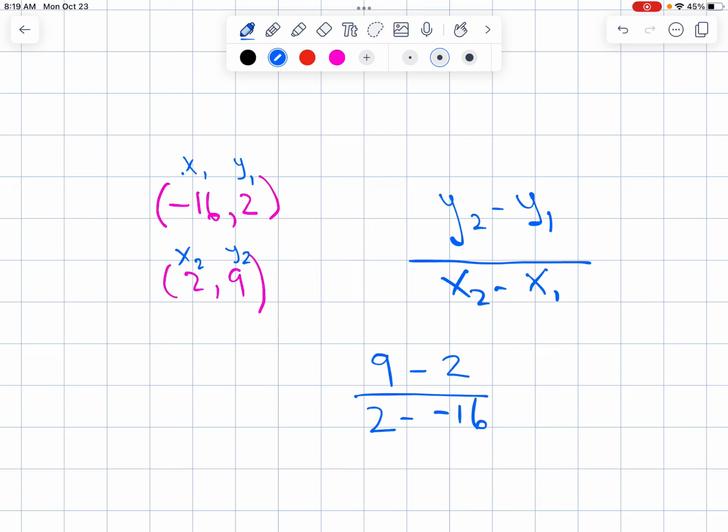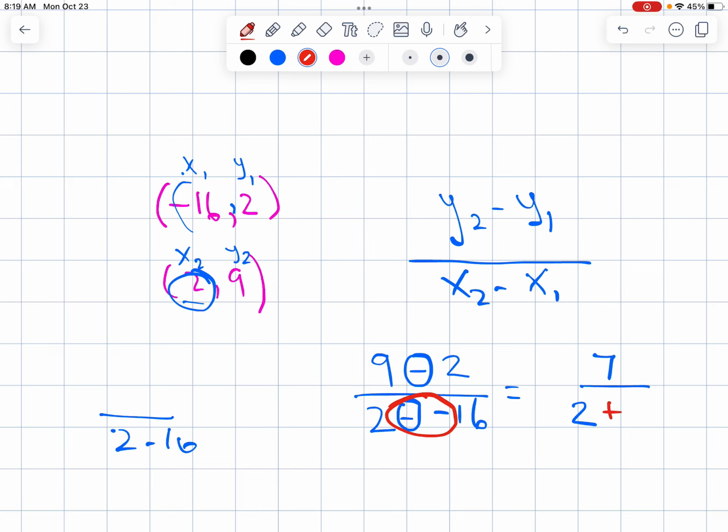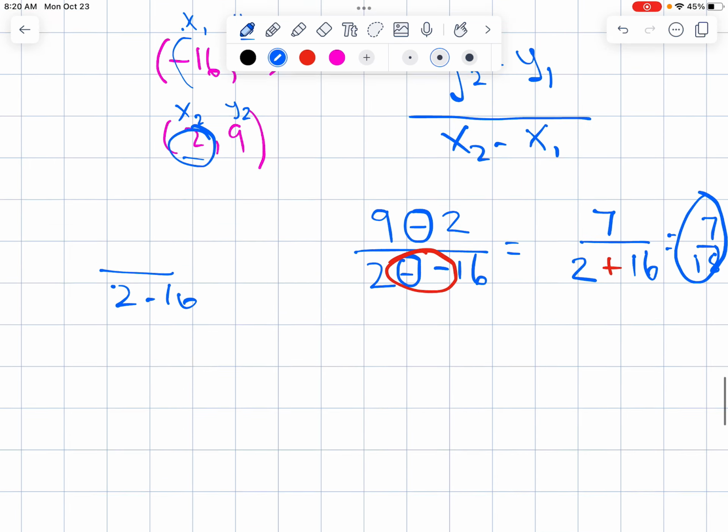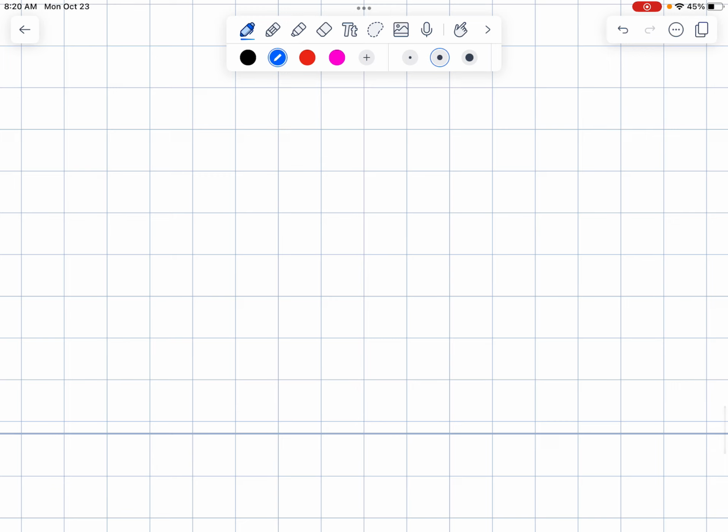Now it's important here that you always include the minus as part of the formula. So it's 2 minus negative 16. The error that I see a lot is people writing 2 minus 16. It's this 2 minus the negative 16. Okay, so 9 minus 2 is 7. 2 minus a negative, what are we going to do with that minus minus? The minus minus turns into a positive. So now that's 2 plus 16, and so that's 7 over 18, which we had before. And I think we'll leave it at that.